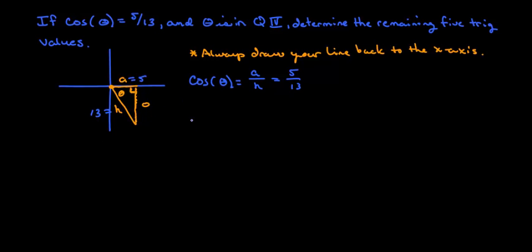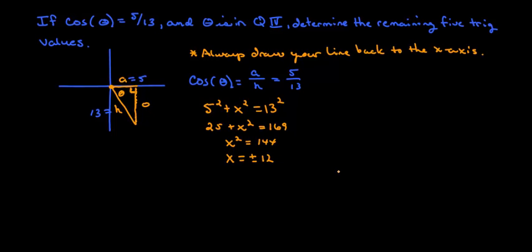Using that information, let's grab a different color here. Well, let's stick with orange. We know that 5 squared plus this side over here, the opposite, I'm going to call it x squared. The reason I'm not calling it O is because it looks like a 0, is equal to the hypotenuse squared. So 25 plus x squared is equal to 169, or x squared is equal to 144. So x is equal to positive or negative 12.